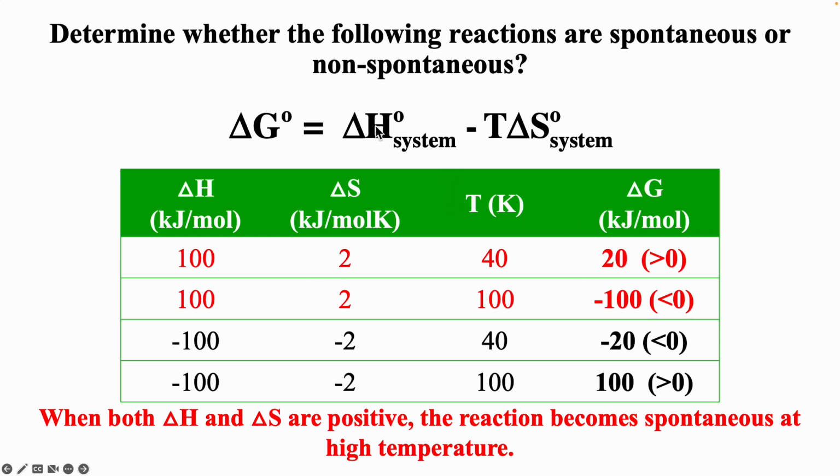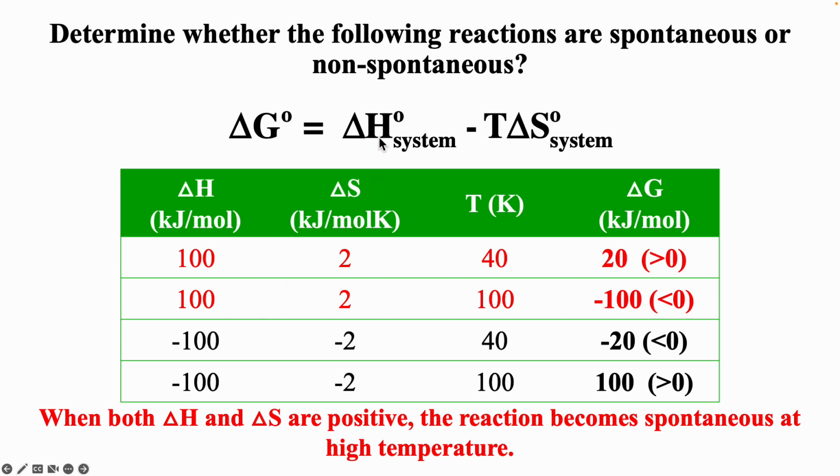Now here we got 100, 2, but temperature is 100, so 2 times 100 gives us minus 200, so 100 minus 200 gives us minus 100, and so that means that would be spontaneous. Remember, delta G negative corresponds to spontaneous. So for this process, with delta H at 100, delta S at 2, at lower temperatures, it's non-spontaneous. At higher temperatures, it is spontaneous.